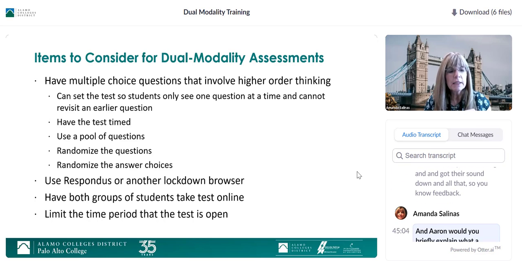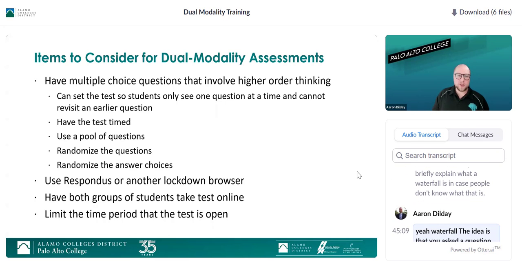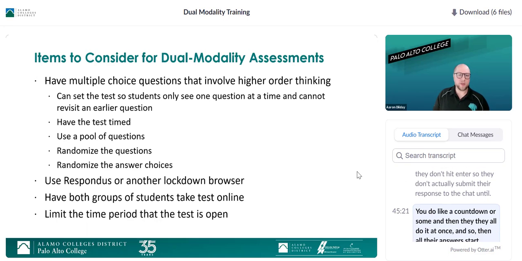And Aaron, would you briefly explain what a waterfall is in case some people don't know what that is? Yeah, a waterfall, the idea is that you ask a question and then they all type their answers in the chat, but they don't hit enter. So they don't actually submit their response to the chat until you do a countdown or something, and then they all do it at once.